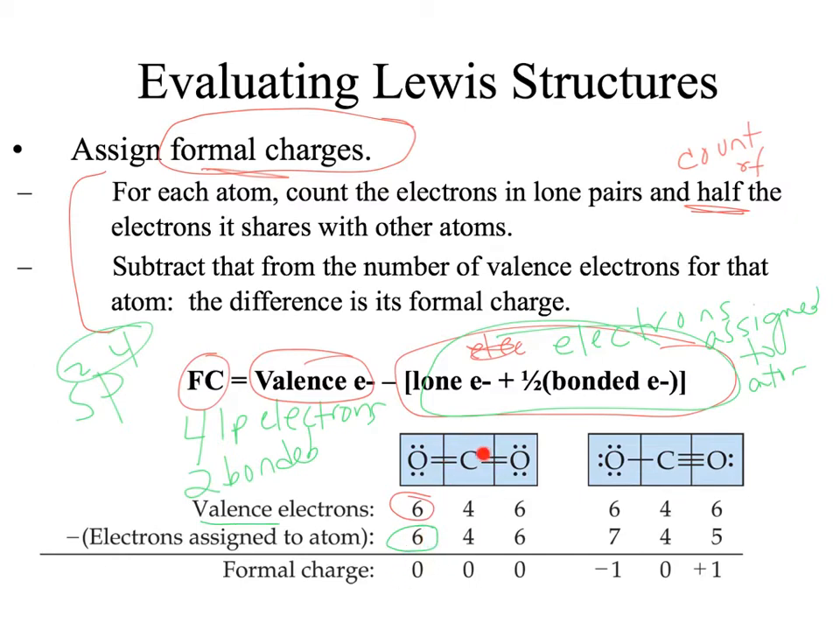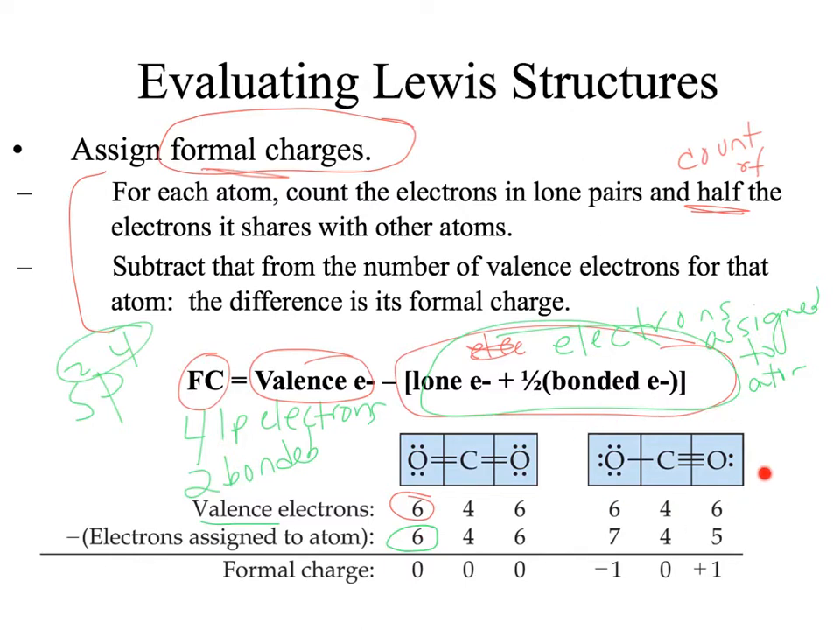If we did the same thing for carbon, carbon has 4 possible valence electrons. If we look here, we're going to count half of these electrons it shares with oxygen, so that's 2, and half of these electrons it shares with oxygen over here, so that's another 2. So it has 4 that it shares, so the difference between its 4 valence and the 4 that it shares is 0. Here, we have another oxygen. It looks exactly like this one. It has 6 possible valence, and it has 6 electrons assigned to it, so its formal charge is 0.